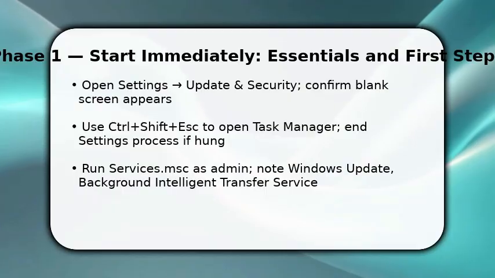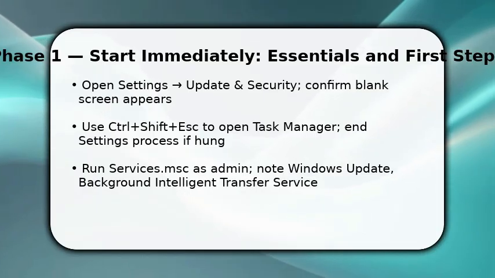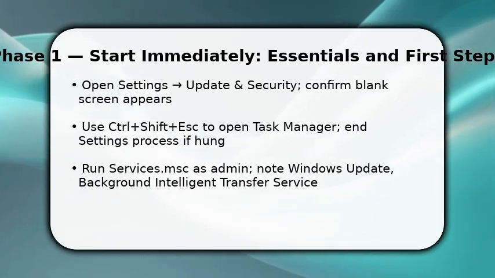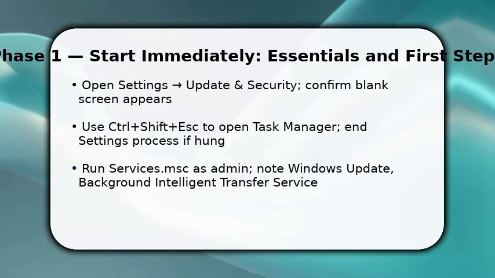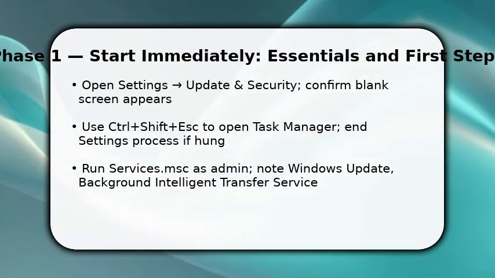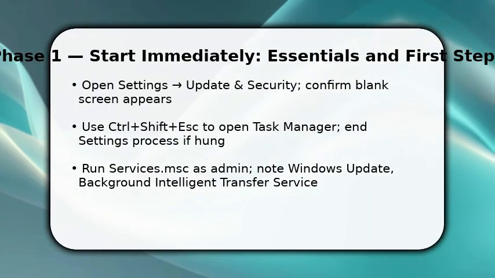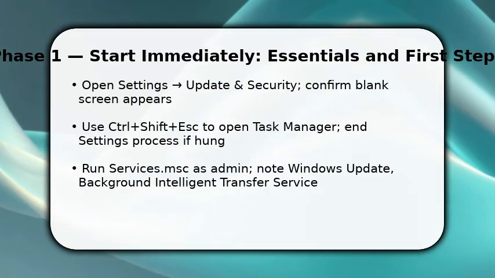Enjoy the video. You start by confirming the blank settings screen and then act fast. Open Task Manager and end the settings process to free resources. Next, run services.msc as an administrator so you can control update services directly. Stop the Windows Update service and the Background Intelligent Transfer Service. This prevents file locks while you repair.